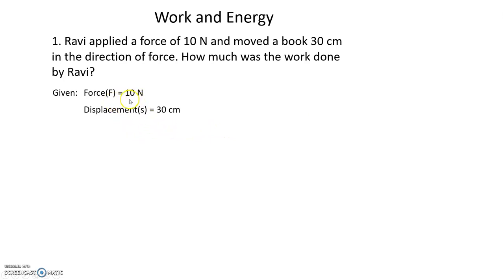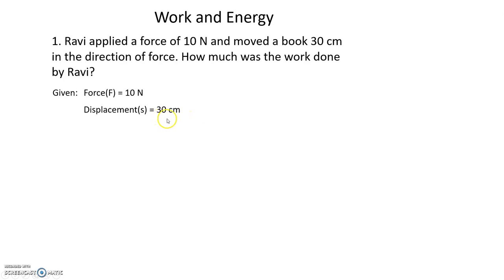The unit of force is in newtons and the unit of displacement is in centimeters, which means one is in the MK system and the other one is in the CG system. Now, we need to have it in the same system in a particular sum. So let's convert the displacement 30 centimeters into meters so that both the units will be in the same system. How do we convert? 30 divided by 100.